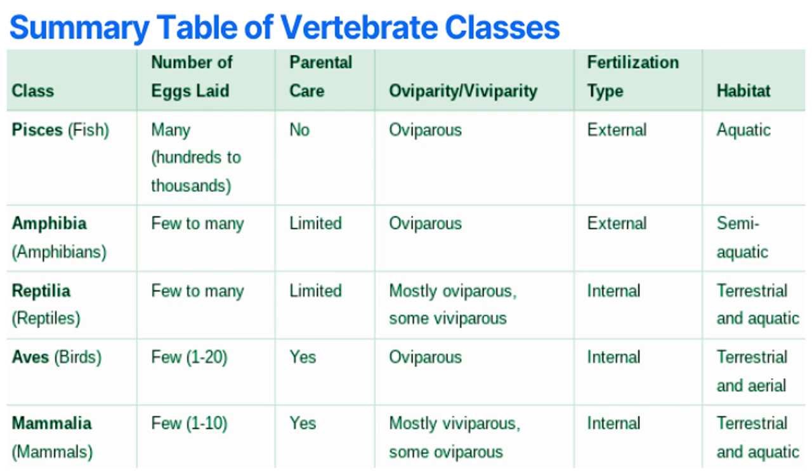Most fish, amphibians, and birds are oviparous, meaning they lay eggs. Mammals are mostly viviparous, meaning they give birth to live young. Fertilization is external in fish and amphibians but internal in reptiles, birds, and mammals. Their habitats range from aquatic environments to terrestrial and aerial ecosystems.